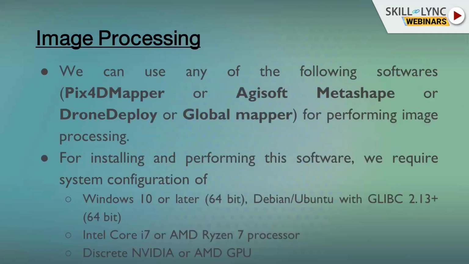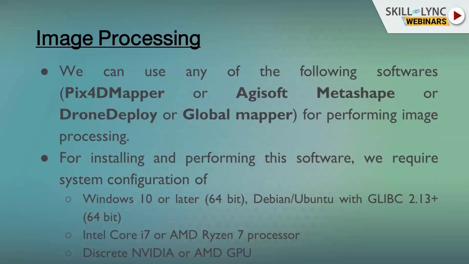So after getting all the data from the drone, we have to process it with the help of software like Pix4D Mapper, Agisoft Metashape, DroneDeploy, or Global Mapper, because we will be getting the images in chunks. If you are planning for a larger area, you will be getting 1,000 to 10,000 images. For all those images, you have to process and make a single ortho-rectified image. With the help of the ortho-rectified image, we can plan the mapping, asset mapping, all those things.